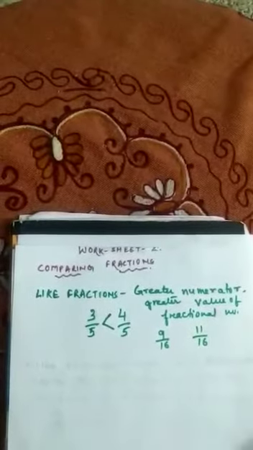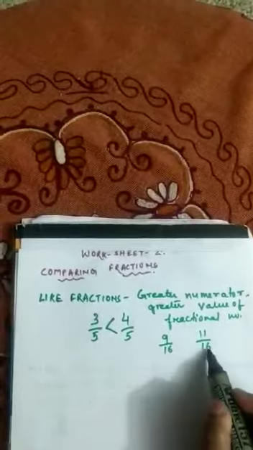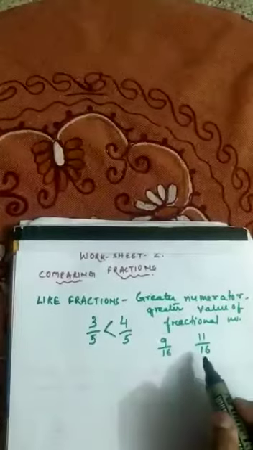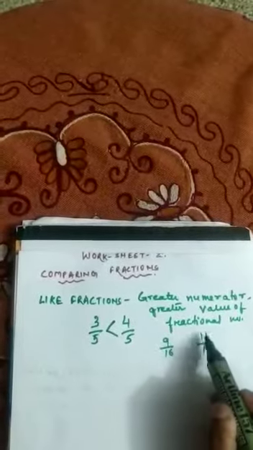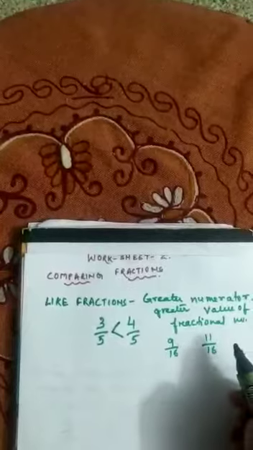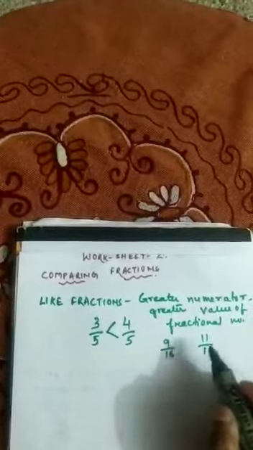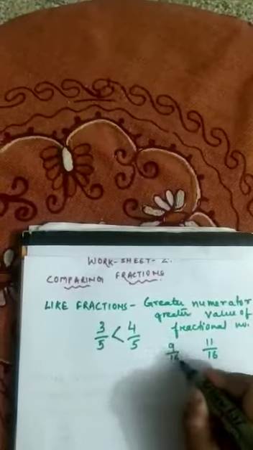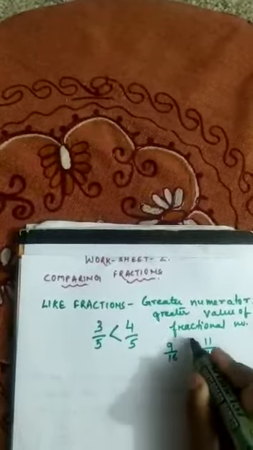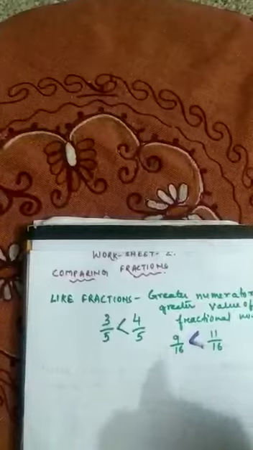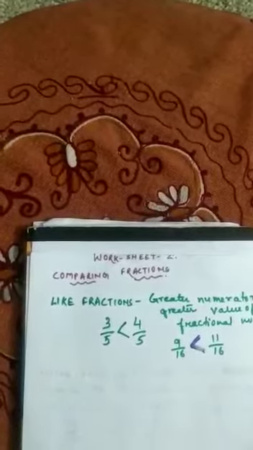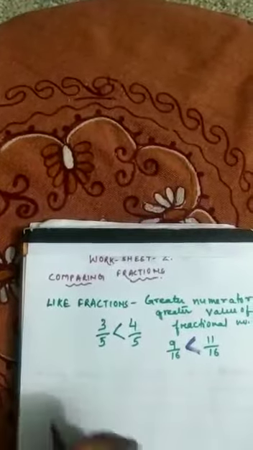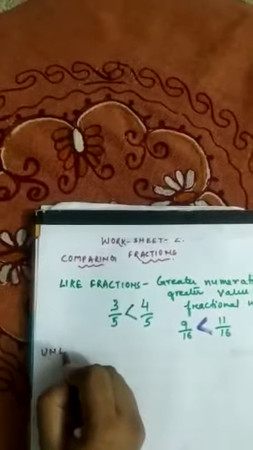Here all of you see, children, the denominators are same because these are like fractions, but the numerators are 9 and 11. We have to compare the numerators. The numerator 9 is less than the numerator 11. So this whole fractional number 9 by 16 is less than 11 by 16. Okay. Now, the next type of fraction is unlike fraction.